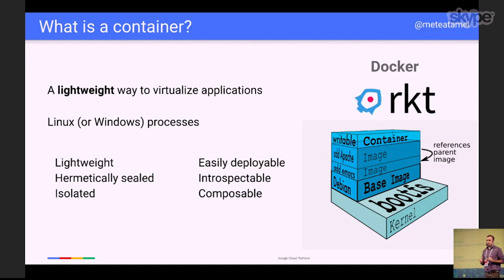So this way, you're basically layering your dependencies on top of each other. So it's very easy to layer things on top of each other. And the other good thing is that all these layers are cached. So if your base image is being used by multiple containers, it will be cached, so you don't have to download it all the time.